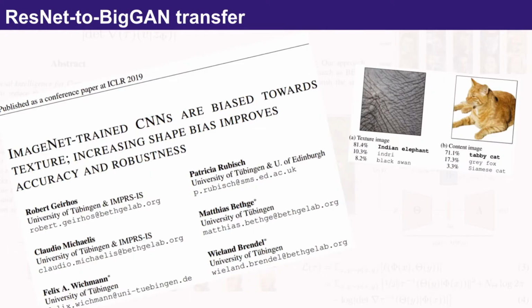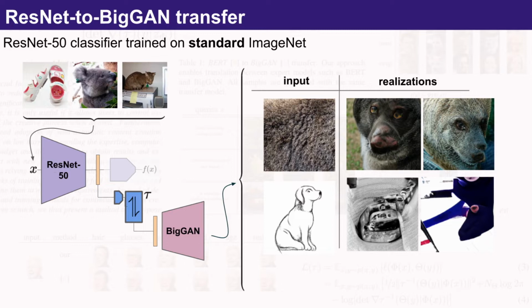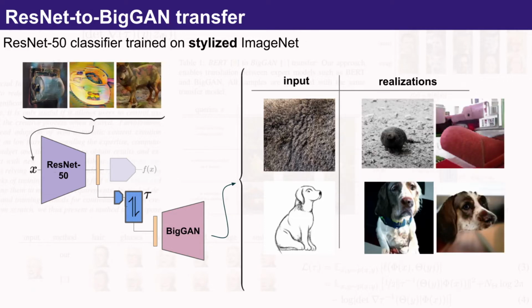Next, we exchange the BERT model for an image classifier, more specifically a ResNet. Based on the finding that CNNs trained on ImageNet are biased towards texture, we explored the representations of differently trained ResNets. For a vanilla ResNet 50 trained on standard ImageNet, we observed that conditioning on texture queries leads to coherent synthesis results, whereas conditioning on shape queries does not produce meaningful results. In contrast, using a ResNet 50 trained on a stylized version of ImageNet reverses this behavior. Texture-conditioned synthesis produces unrecognizable image samples, whereas shape queries lead to the expected synthesis results.